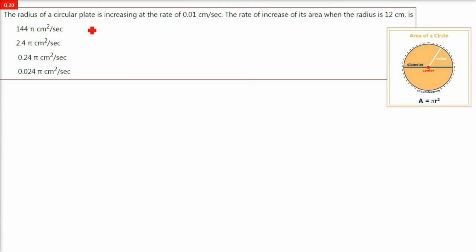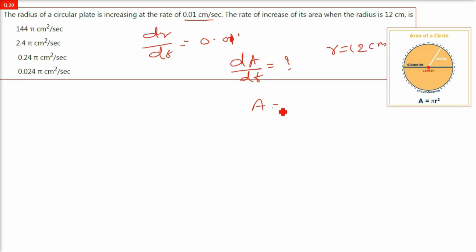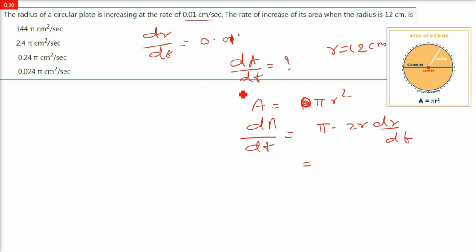The radius of a circular plate is increasing at the rate of 0.01 centimeter per second. So dr by dt is 0.01 centimeter per second. The rate of increase of its area when the radius is 12 centimeter is? So dA by dt has to be computed when r is 12 cm. This question you have done many times. The area is pi r square, so dA by dt is pi 2r dr by dt.